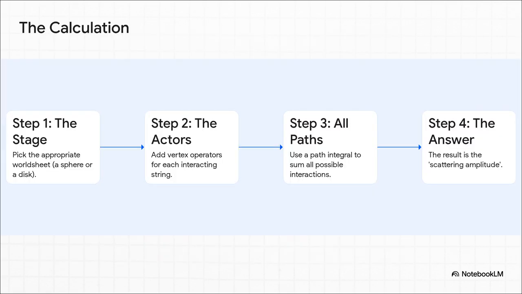Step 1, you pick your stage. For open strings, that's a disk. Step 2, you place your actors by adding those vertex operators right onto the boundary. Step 3, this is the heavy lifting. You do a very complex calculation called a path integral, which basically sums up every single possible way the interaction could happen. And finally, step 4, out pops the answer, the scattering amplitude, which tells you the probability of that specific outcome.